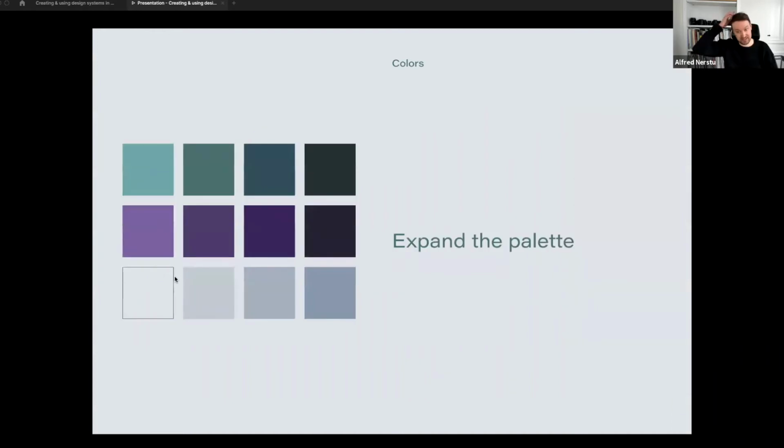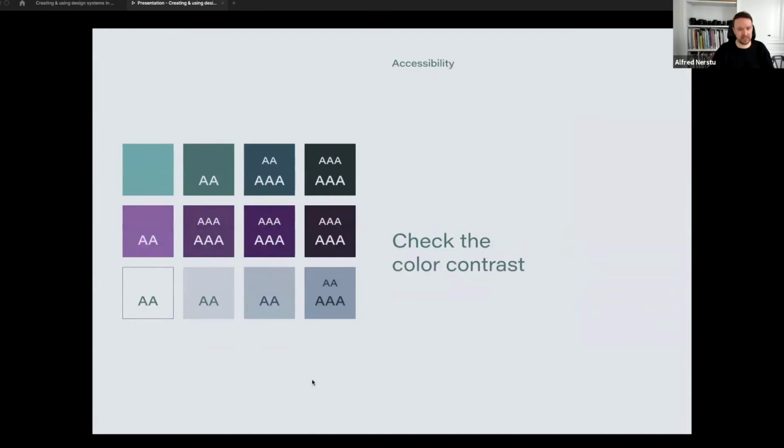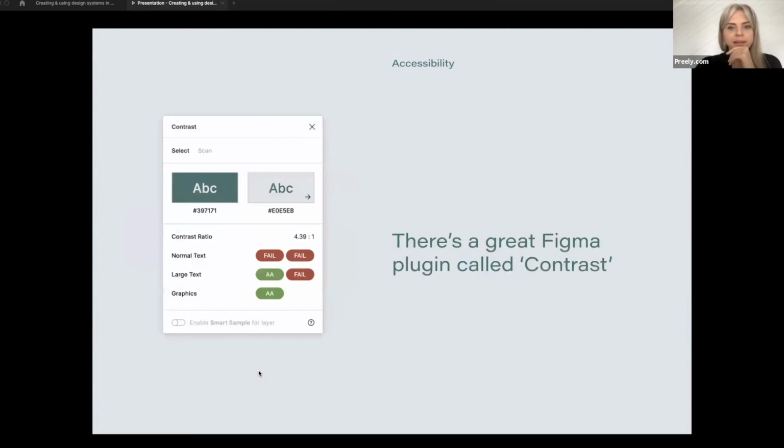After that, I just try to expand the palette, adding lighter shades and darker shades, to give you more to work with. And then finally with the color, I check the contrast. You can do it for the primary and secondary colors, and just see that they work from an accessibility point of view. And Figma has a plugin called Contrast, which is quite nice.